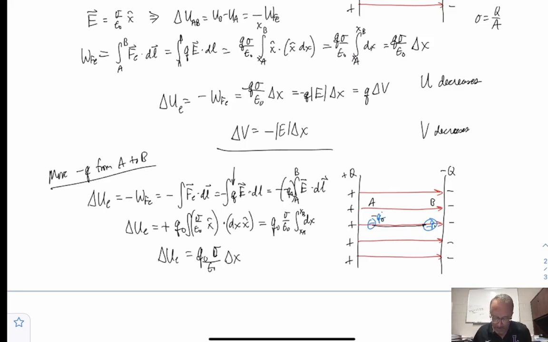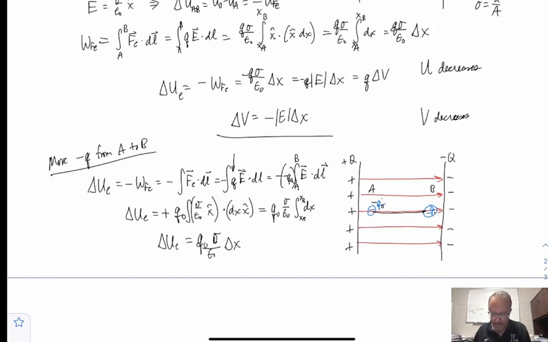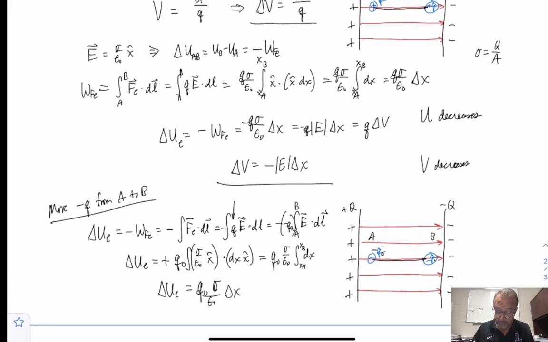All right, now notice that that potential energy change is opposite what we get here. There's a negative sign there, right? There's not a negative sign here. So what that says is that the potential energy of this system, as I've moved the negative charge from A to B, has increased. All right?